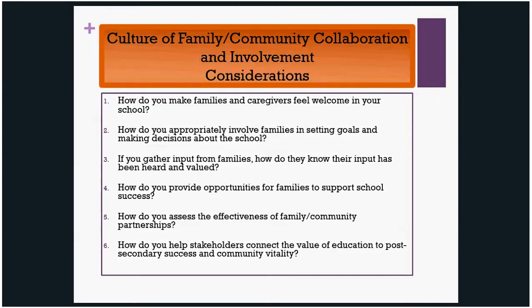How do you assess the effectiveness of family-community partnerships? And how do you help stakeholders connect the value of education to post-secondary success and community vitality? An interesting question and something to think about. How do families see how the value of their education directly contributes to a community's vitality?